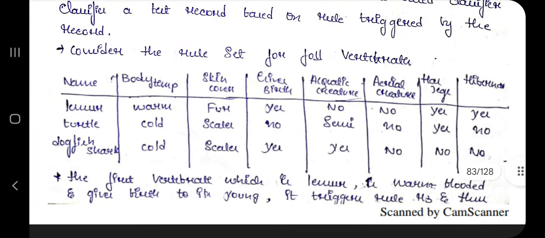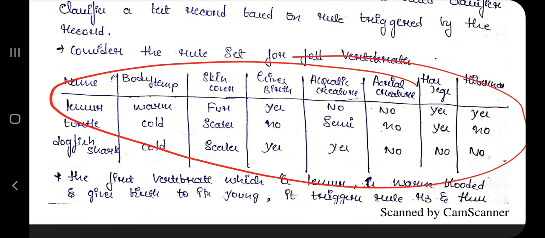See here, these things are given to us. A large amount of information is given. What are the things we have? Warm or not, gives birth or not, aquatic creature or aerial creature. By using these three, we can find out if it's a mammal or not. These are the unknown creature names given to us. Okay, so it is warm and it gives birth, so obviously it's a mammal. Like that we will calculate.